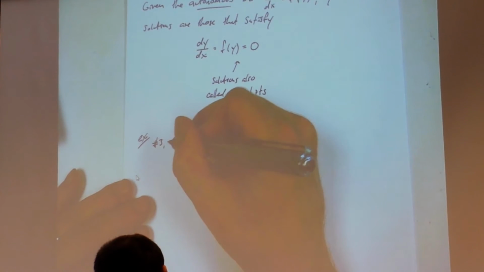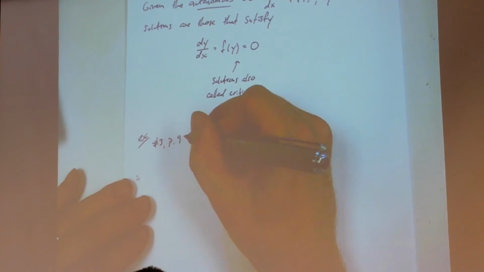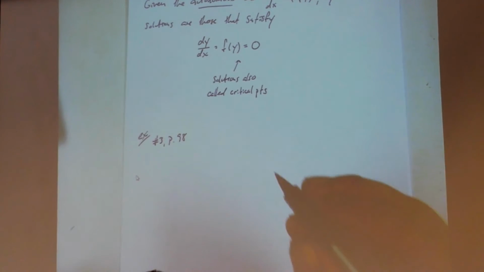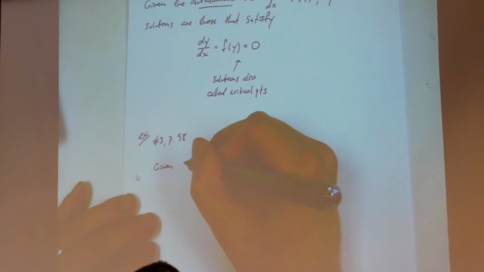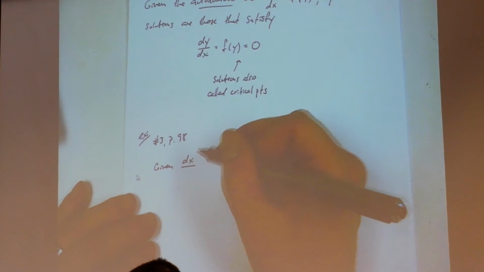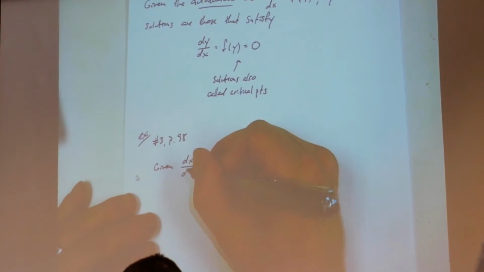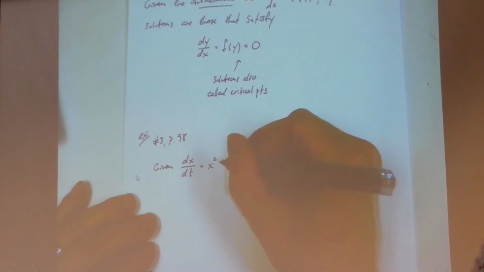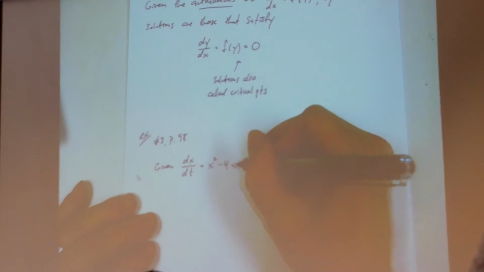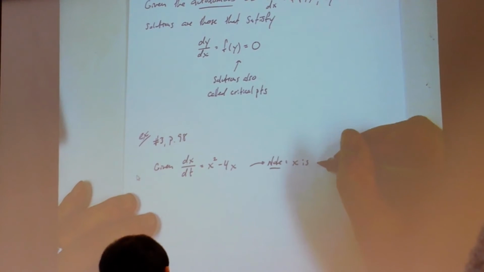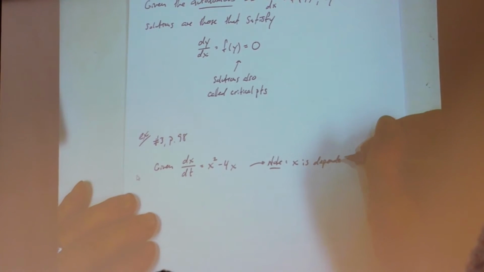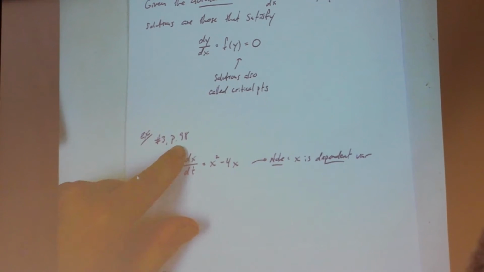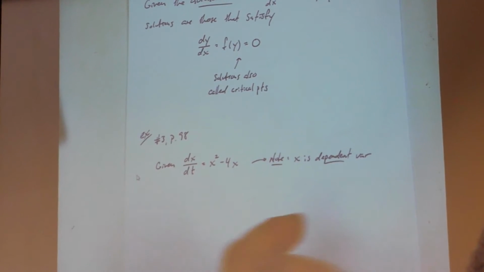This is number 3 on page 98. Say we're given this equation, and this book loves playing with the dependent and independent variable names. Say we have dx/dt equals x squared minus 4x. So x is the dependent variable here, like the position function. Think of this as position as a function of time, so t is the independent variable.